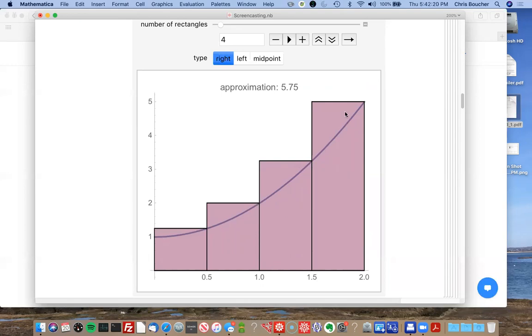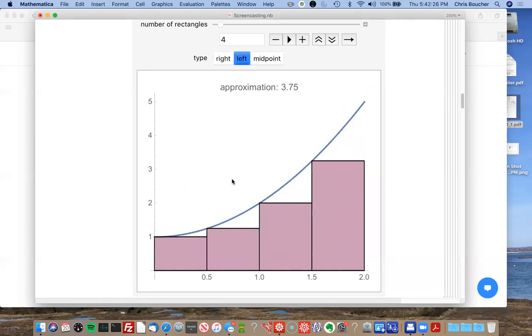For this particular example, the right endpoint approximation is too big and the left endpoint approximation is too small. That's not universally the case. It depends on what the function looks like. Sometimes you can't even really tell. They're both just different ways of approximating, I think, is the important takeaway.